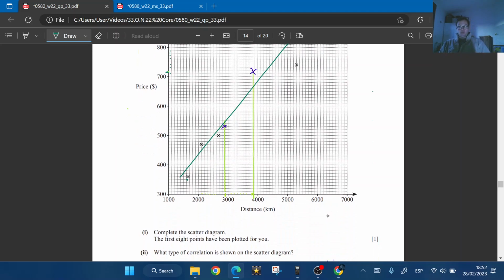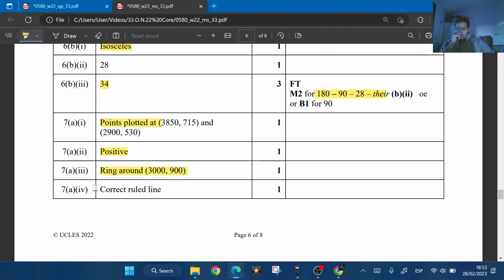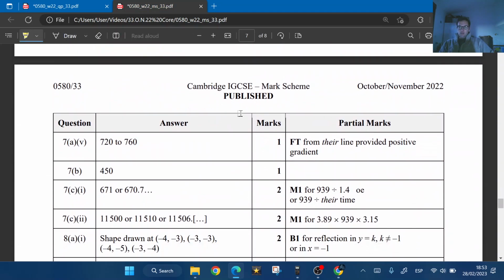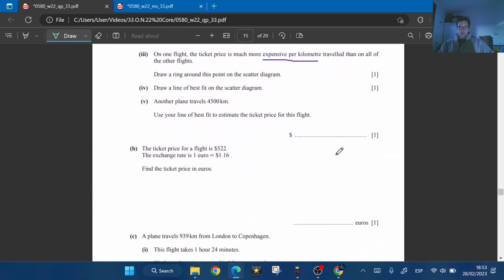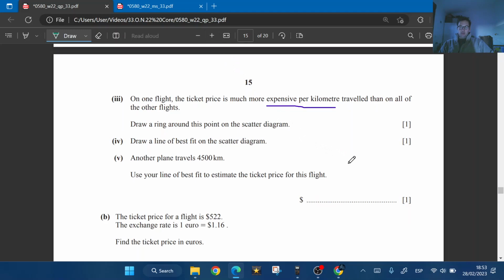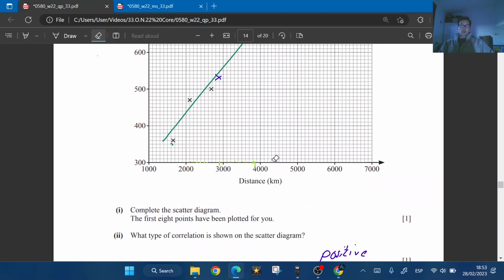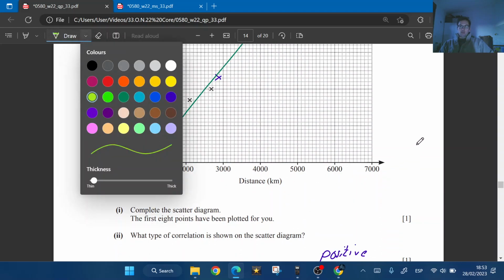Okay, and look here, we don't have to start at 0. Start somewhere near the lowest value. We might be going a bit too far, somewhere near the top value. The mark scheme is not very helpful here, telling you what's the right answer. Another plane travels 4,500 kilometers. Use your line of best fit to estimate the ticket price for this flight. Again, draw some lines in pencil very lightly, so the examiner sees how you know what you're doing.